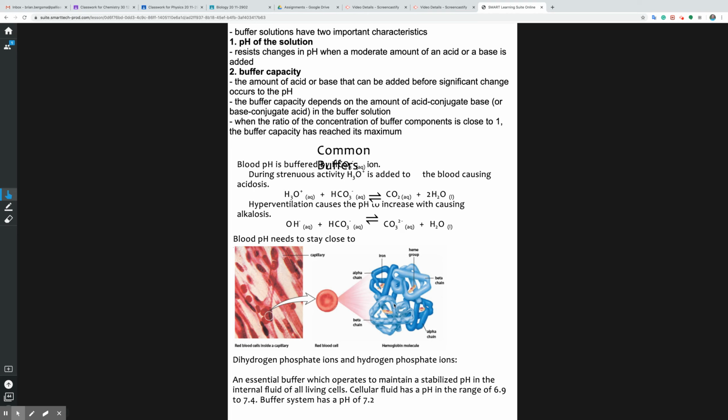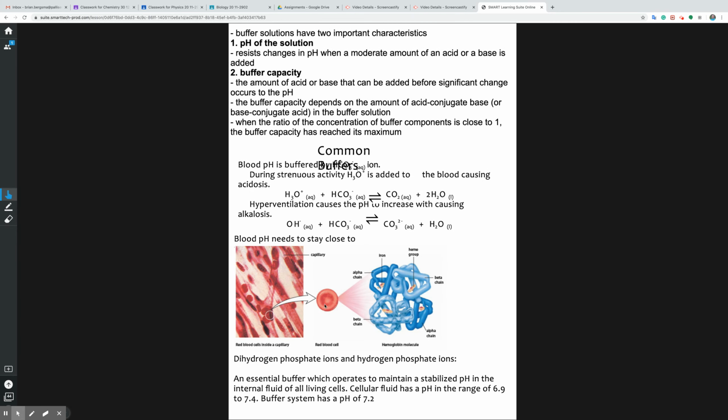But the pH needs to stay close to 7.2. These two reactions are going back and forth depending on what we're adding. Dihydrogen phosphate ions and hydrogen phosphate ions are also used to help out with that. It's an essential buffer, which operates to maintain stabilized pH in the internal fluid of living cells. Cellular fluid has a pH range between 6.9 and 7.4. The buffering system has a pH of 7.2, so it keeps the pH in that range.